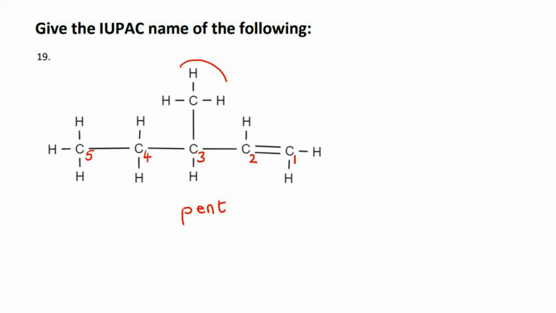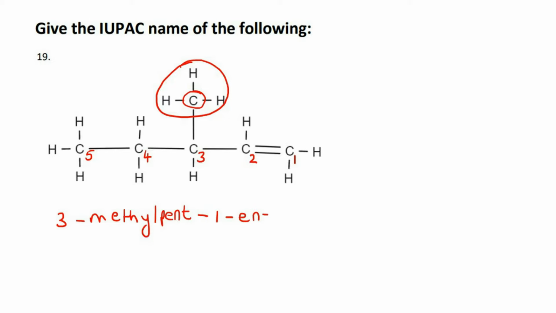So here is a branch. So that's on carbon number 3. How many carbons are in that branch? 1. So that's meth. Okay, let me just move this up. It's one word over here. Methyl pent. Let me write that a bit better. Methylpent. Okay, now this is an alkene. So the way that you would end this now is you would say that on carbon number 1, there is a double bond. Like that. So 3-methylpent-1-ene.